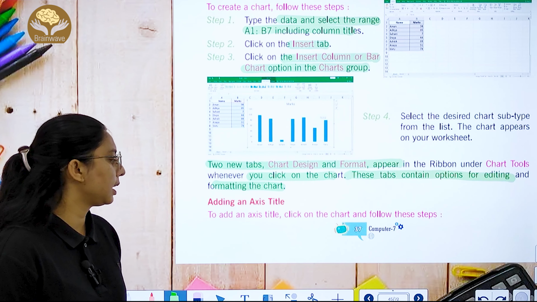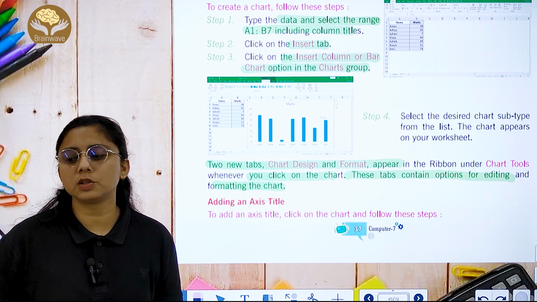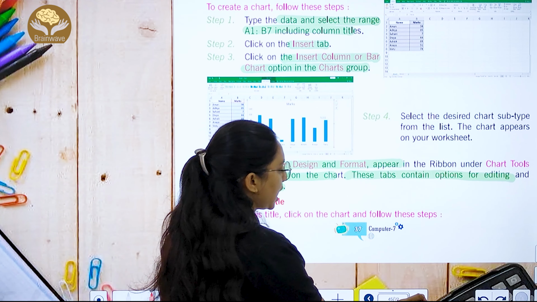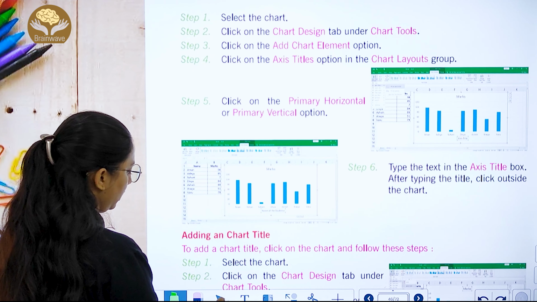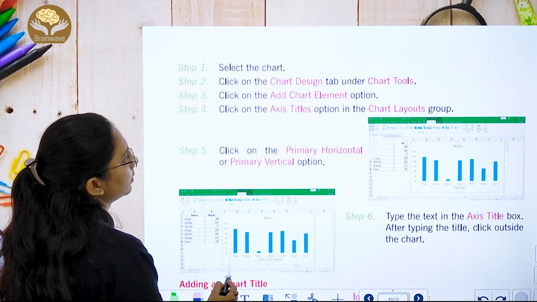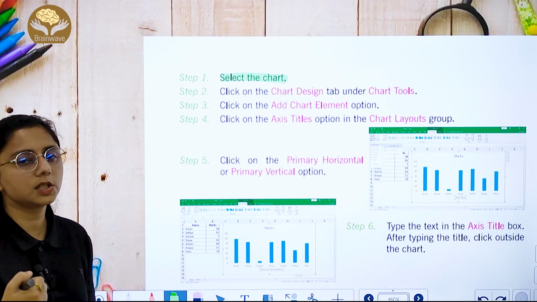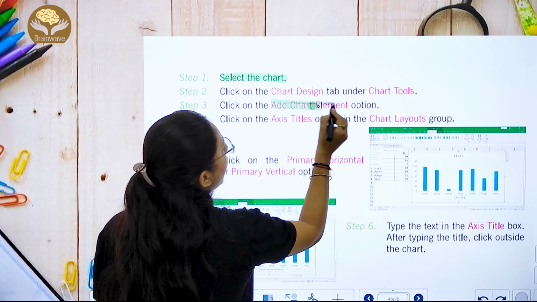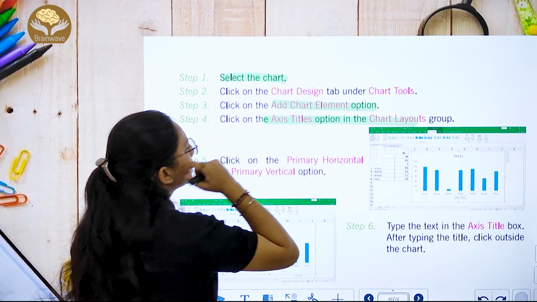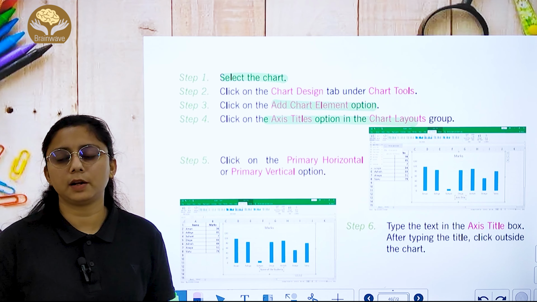Now adding an axis title. To add an axis title, click on the chart and follow these steps. आप चार्ट पे क्लिक करेंगे और कुछ स्टेप फॉलो करेंगे. सेलेक्ट द चार्ट, आप चार्ट को सिलेक्ट करेंगे. आप चार्ट डिजाइन में जाके चार्ट टूल में क्लिक ऑन द एड चार्ट एलिमेंट ऑप्शन. क्लिक ऑन द एक्सेस टाइटल्स ऑप्शन इन द चार्ट लेआउट.